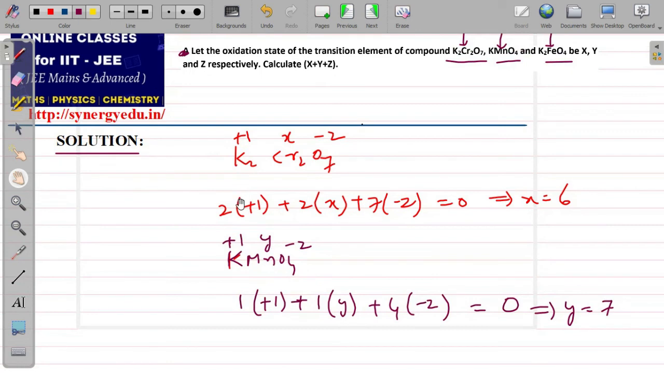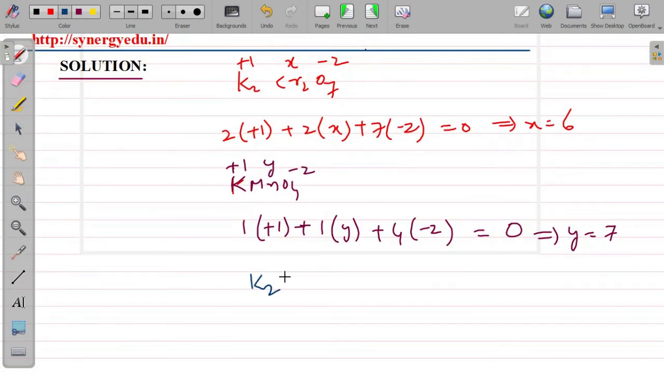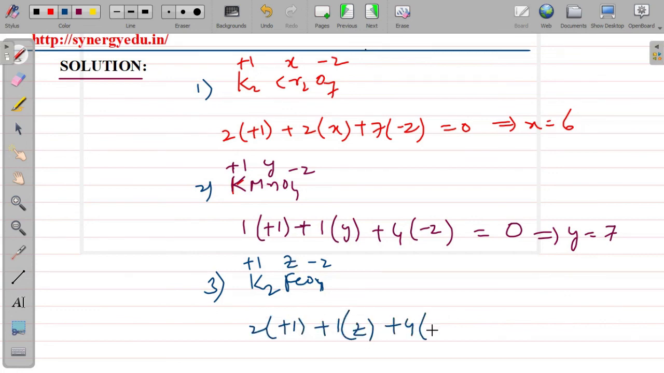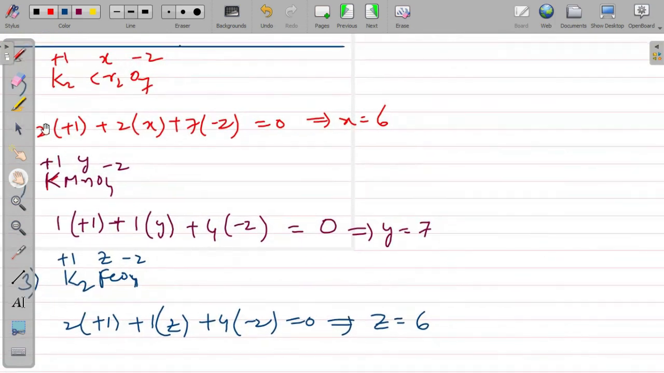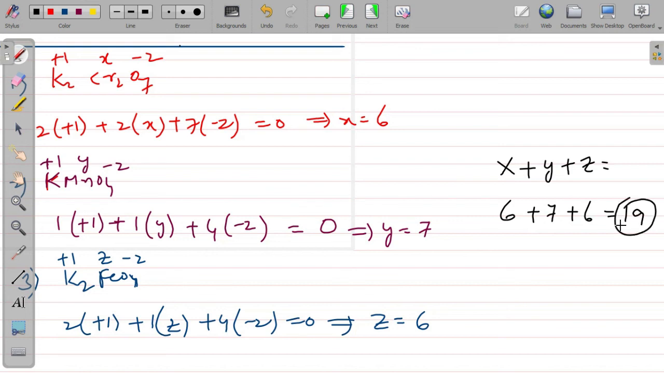The third compound is K2FeO4. So let's take that. Potassium is +1, oxygen is -2, and iron we take as Z. So 2 into +1 plus 1 into Z plus 4 into -2 is equal to 0. You will get Z as +6. Now if you add X plus Y plus Z, you will get 6 plus 7 plus 6, which is 19. So the answer for this is 19.